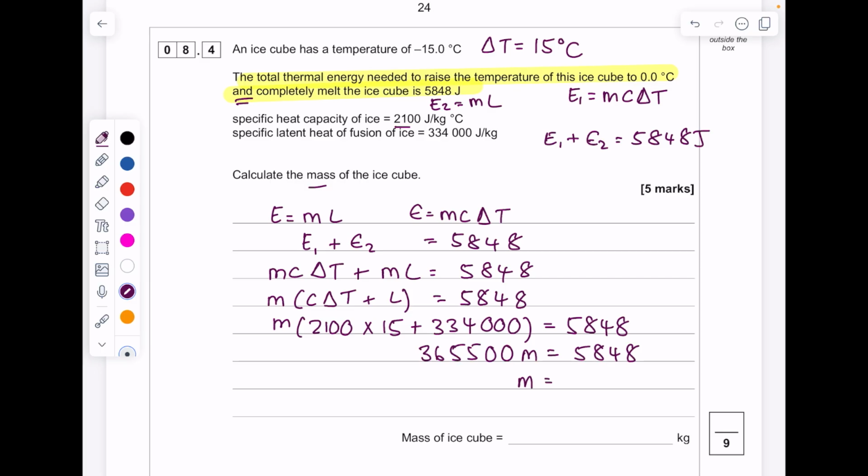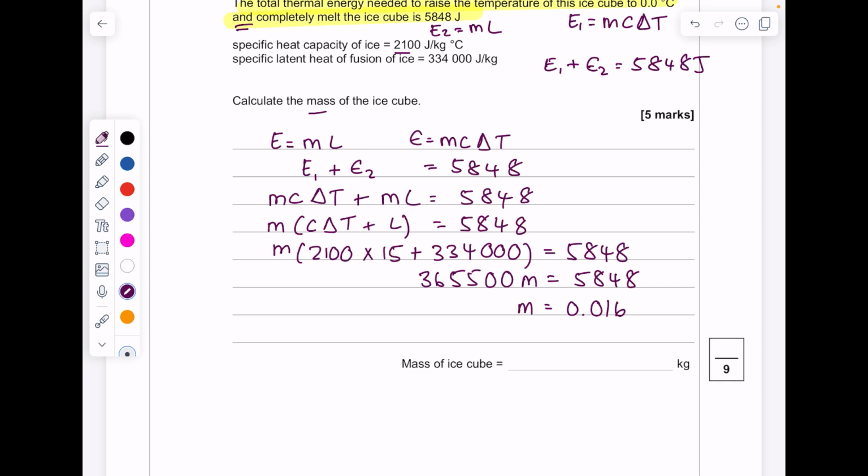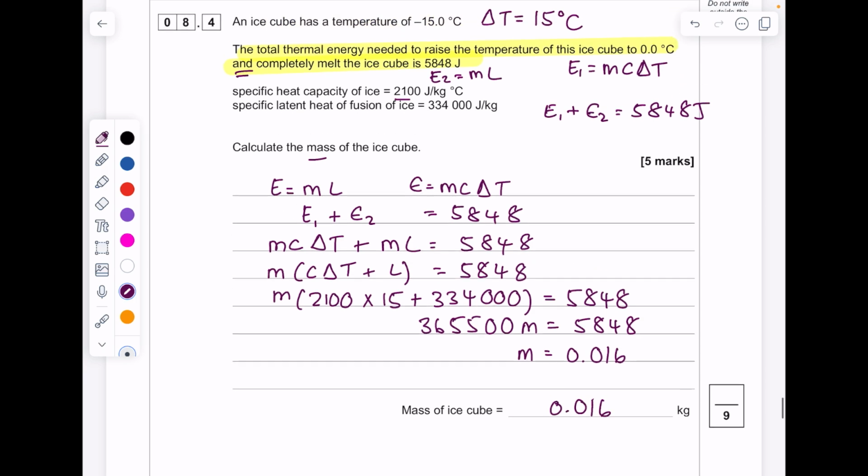And then divide both sides by 365,500 to get a final answer of 0.016 kilograms. That is a really nasty question.